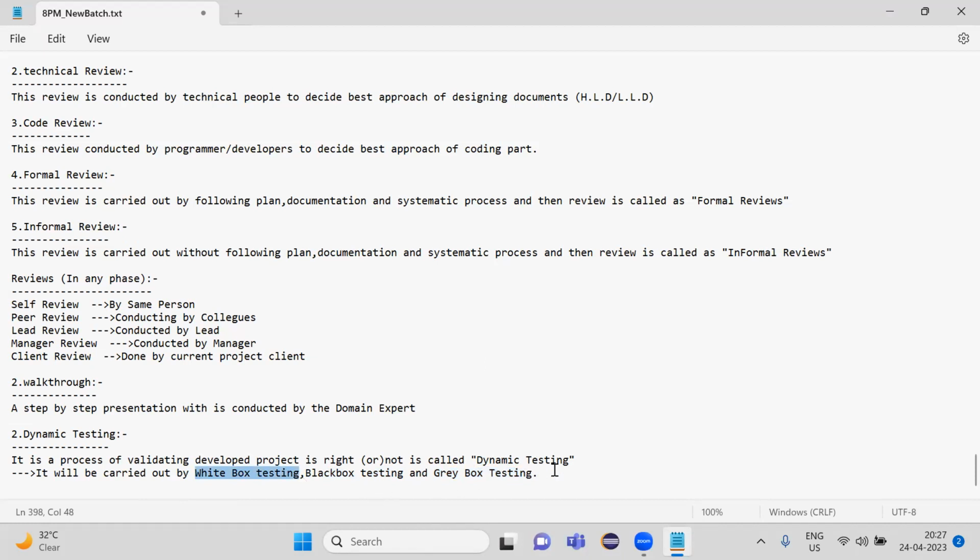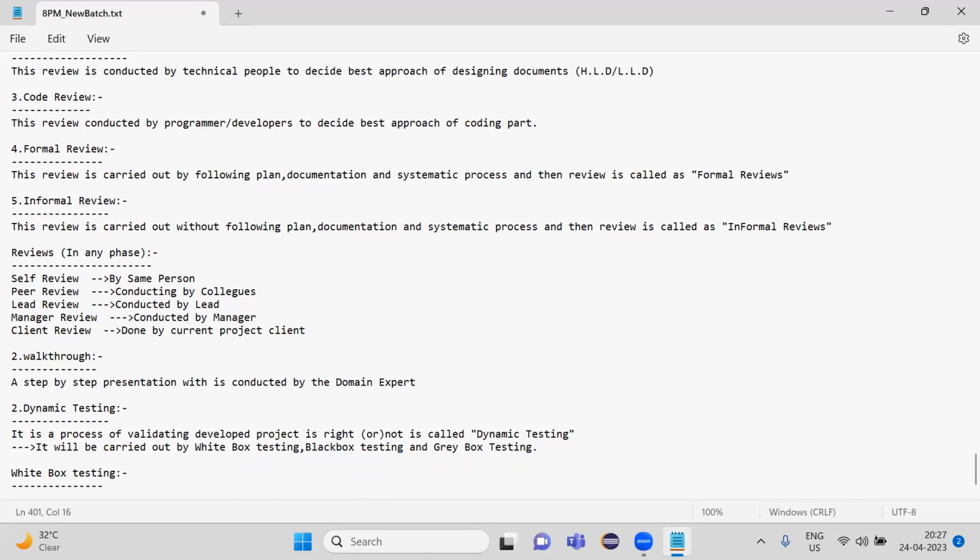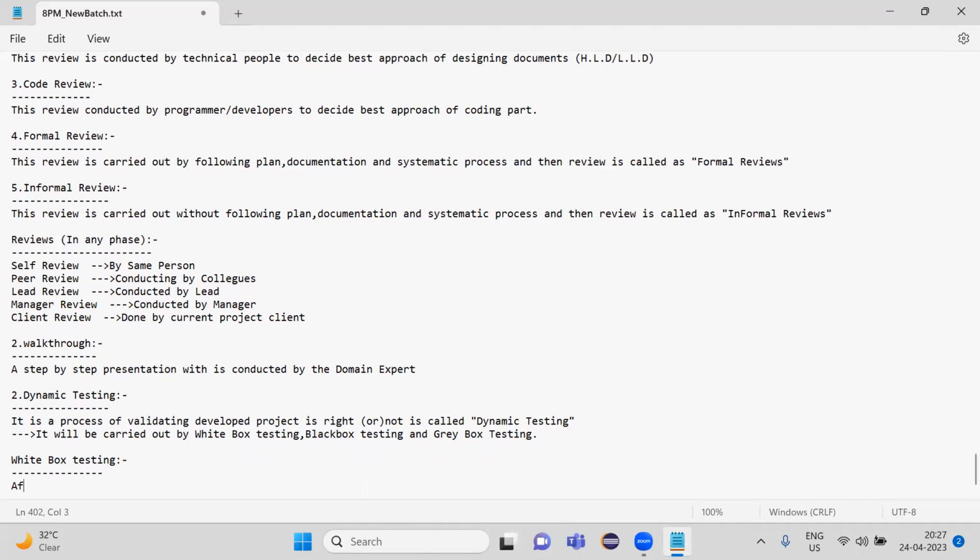Guys, understanding? Yes. What is white box testing? After completion of coding, to confirm the correctness of code. Which is conducted by whom? Unit testing is conducted by the programmer or developer.